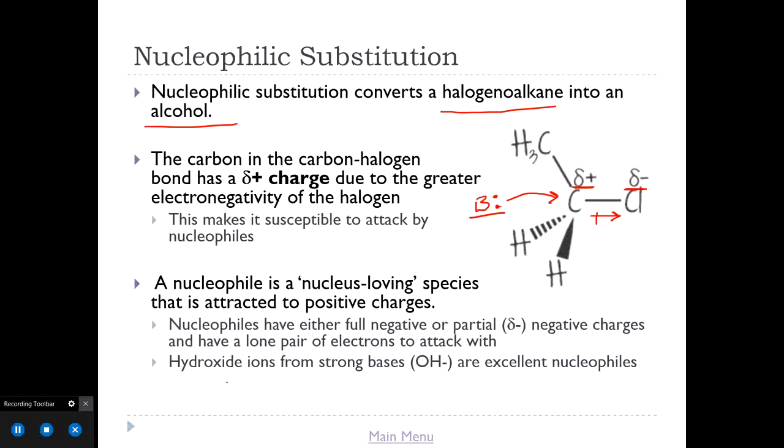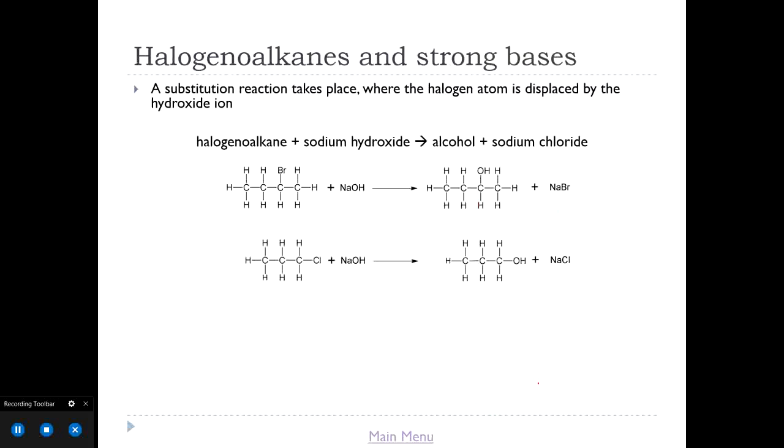The one we're going to look at is the hydroxide ion, OH-. If we draw it out, we have our OH. There is a negative charge on the oxygen, and it has lone pairs of electrons, which it can use to perform the attack. So we're going to examine these as used as nucleophiles, which will create our alcohols. A substitution reaction takes place where a halogen atom is displaced by the hydroxide ion.